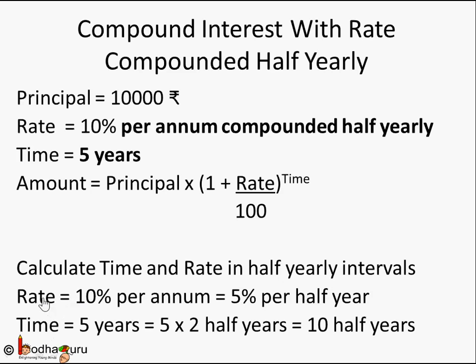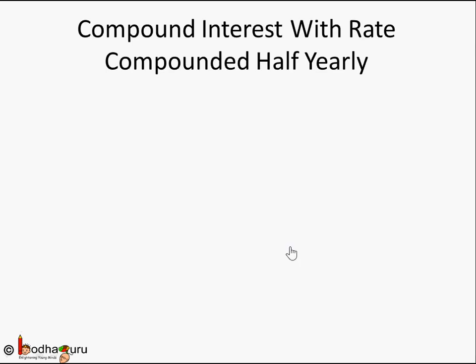Ensure rate and time are the same unit in this formula. If it is compounded yearly, no problem, 10%, 5 years. If it's compounded half yearly, make the rate half because you are calculating for a 6 month duration, and double the time because you are calculating not for years but for half years. So 5 years becomes 10 half years, 5 into 2 half years.